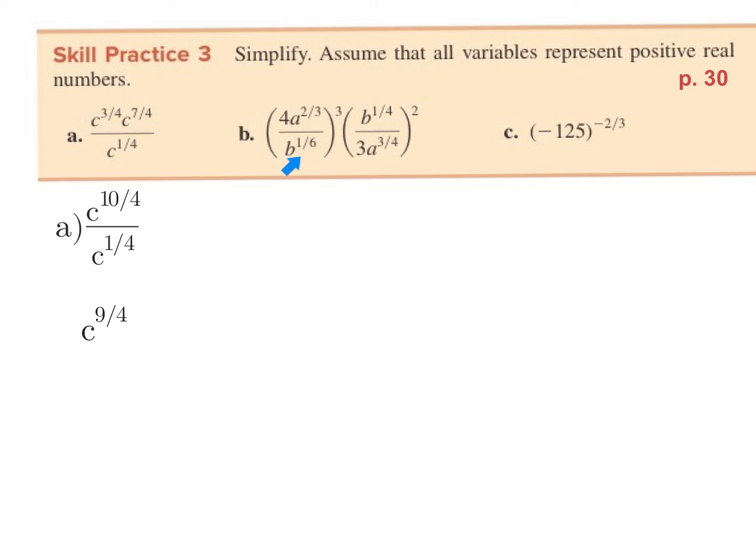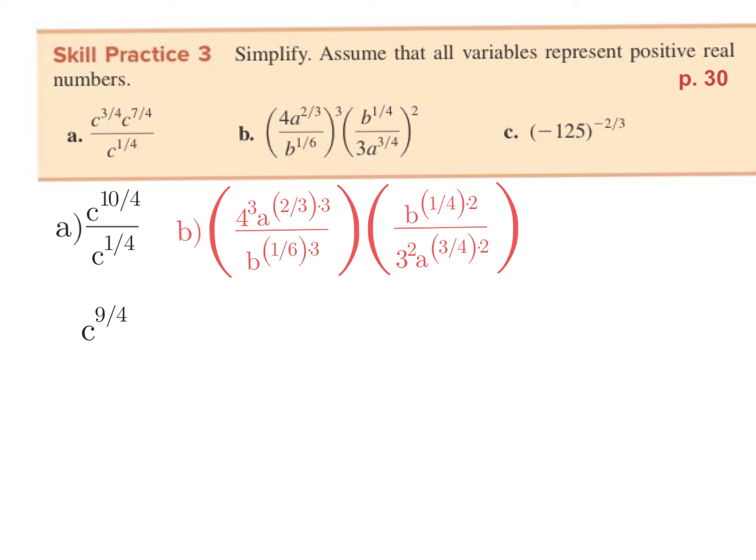This one, there's a whole lot going on. Can I combine anything inside the parentheses? Can I add, subtract, do anything here? No, I can't. So I just have to raise everything to the 3rd power. Same with over here. I have to raise everything to the 2nd power. So when I raise a power to a power, what do I do with those powers? You multiply. So this is 4 to the 3rd. What is a to the 2/3 times 3?